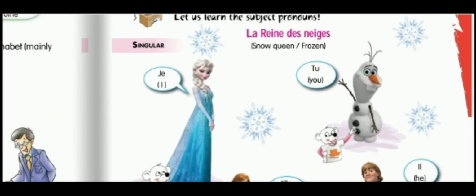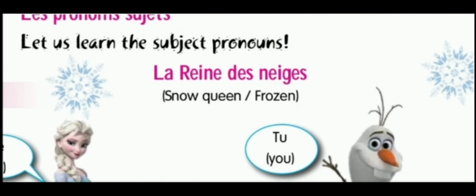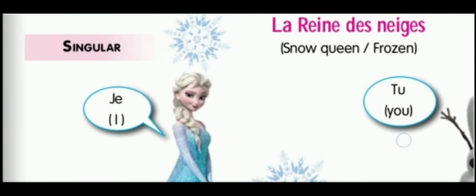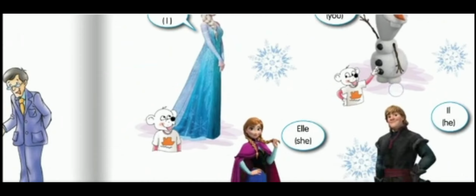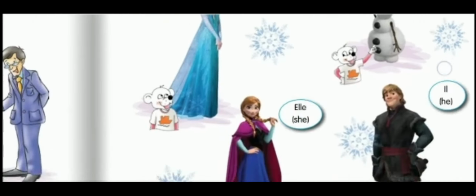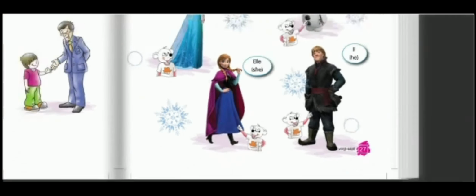So here we are going to learn these with the help of Snow Queen, which is Elsa from the movie Frozen. So La Reine des Neiges, Snow Queen, which is Frozen. Now here we are going to learn about first singular. For singular we use je for I, tu for you, elle for she, il for he. Now going on to the next page.